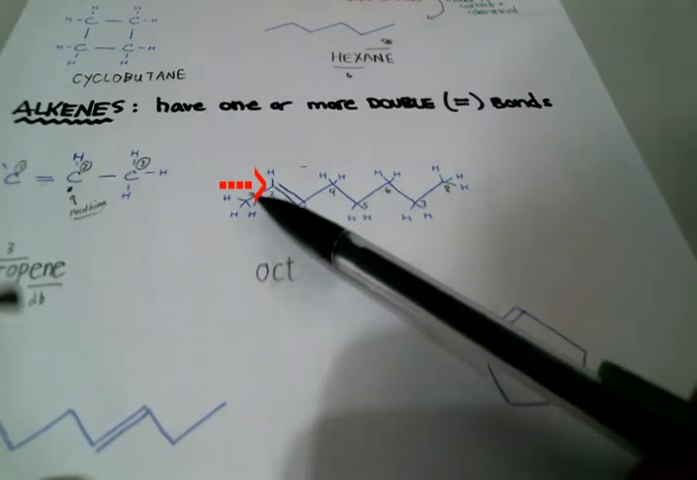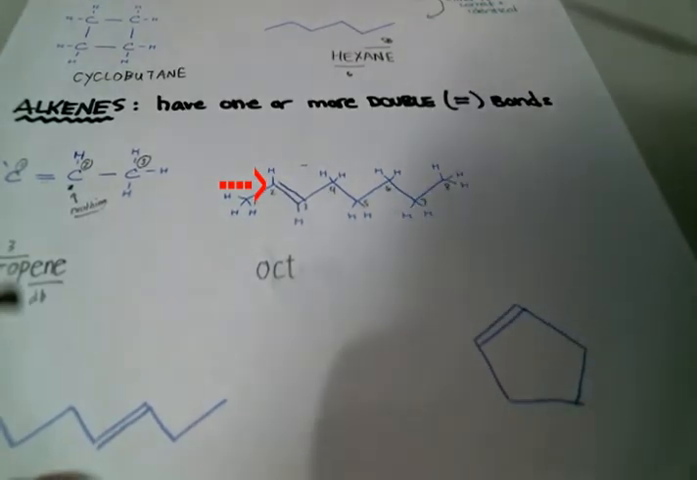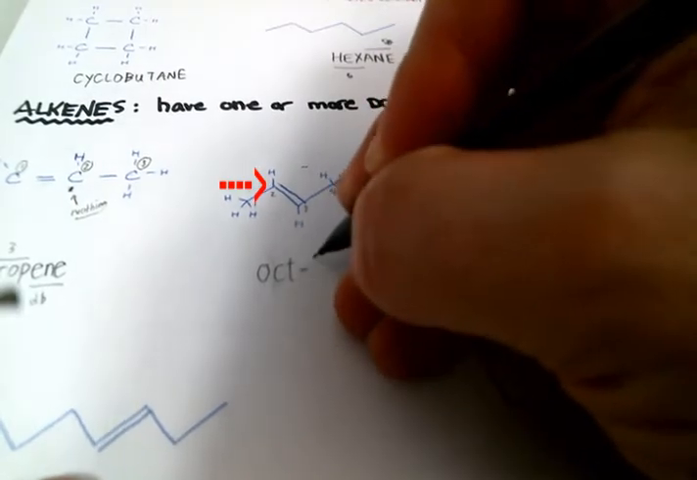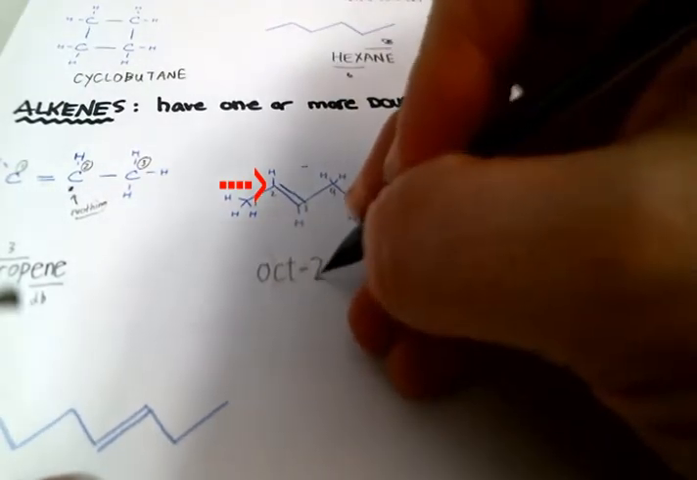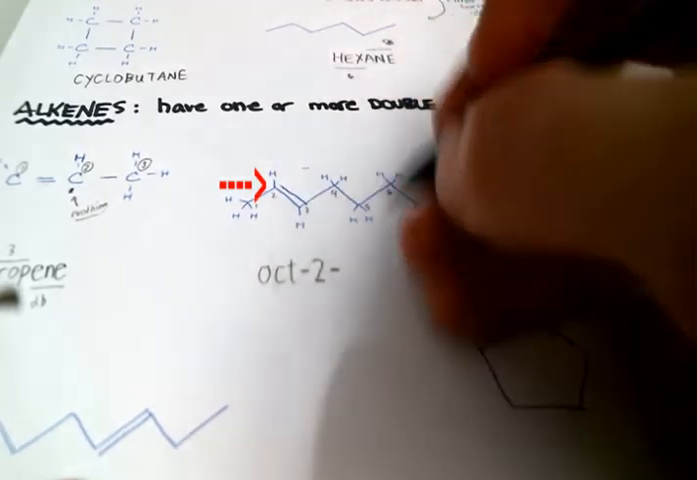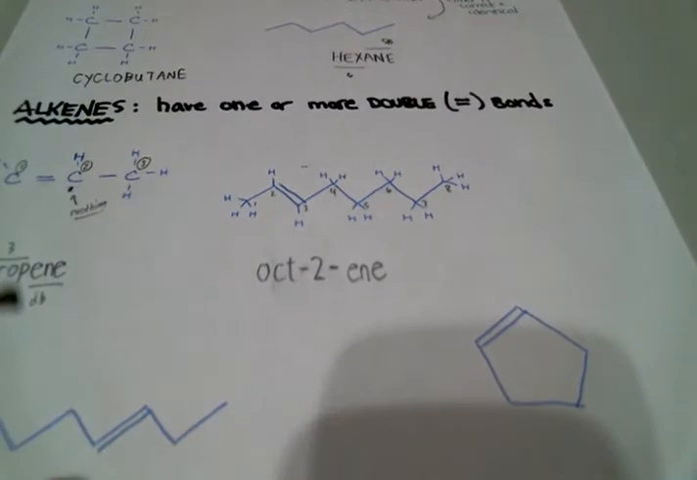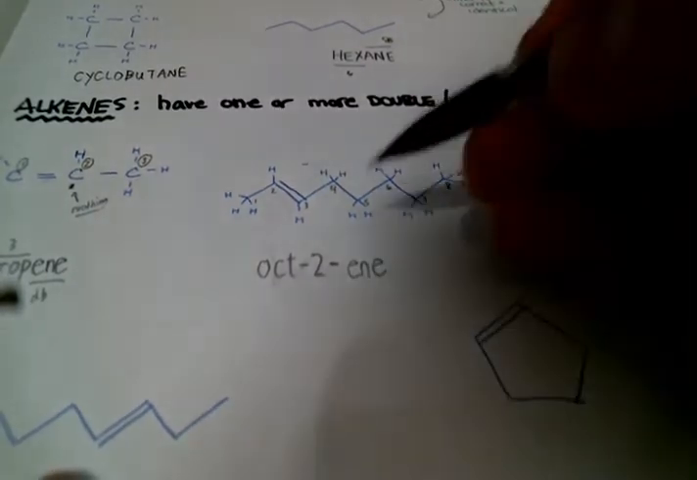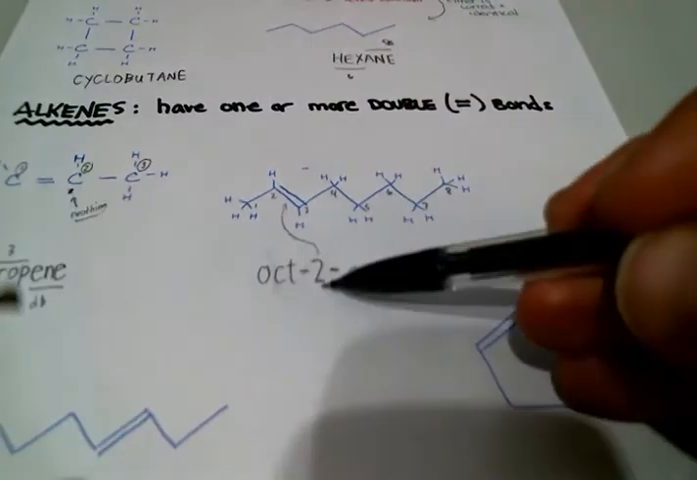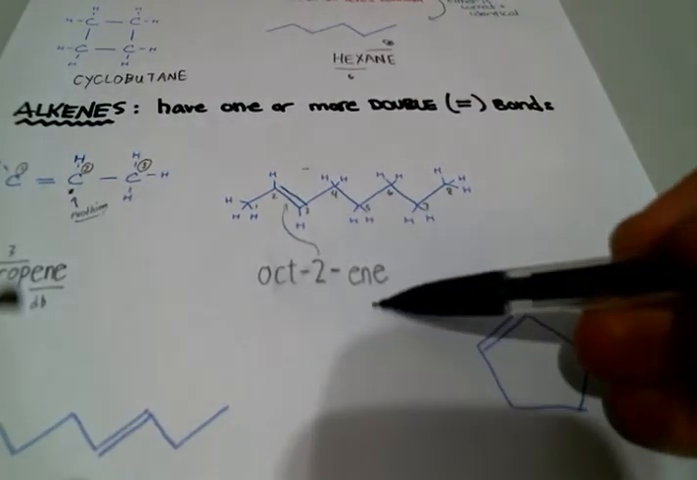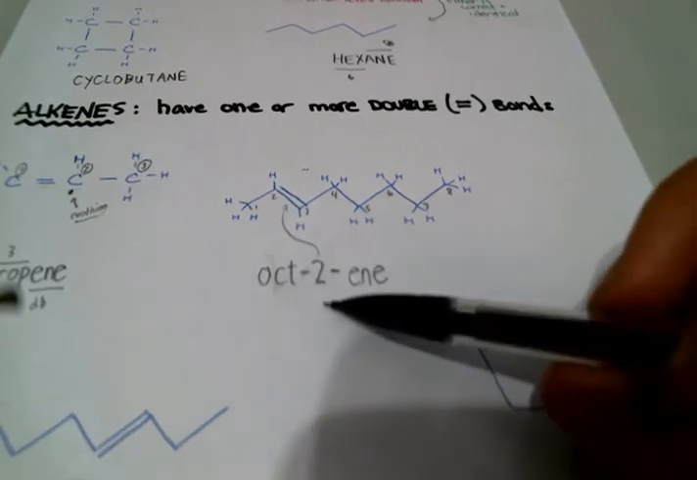So if I look here, I've got this double bond starting on carbon number 2. So instead of just going ene, I'm going to put a dash 2 and another dash after the oct, and then I'm going to put ene at the end. Because that tells me where the location of that double bond is. It starts on carbon 2. Here's a double bond. There's 8 carbons total, and this is where the double bond is.